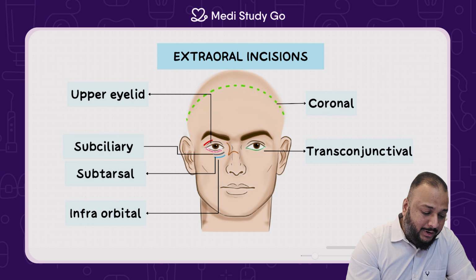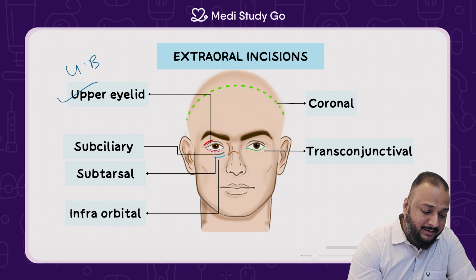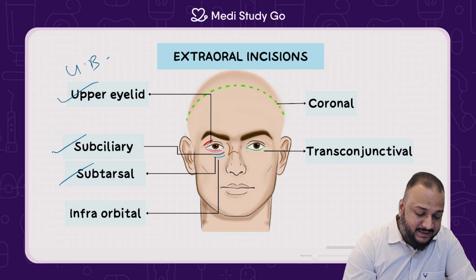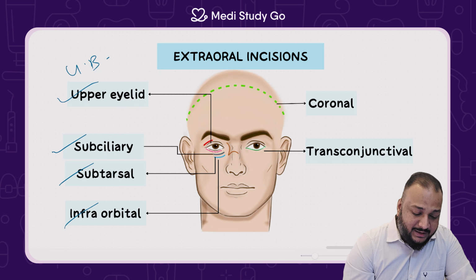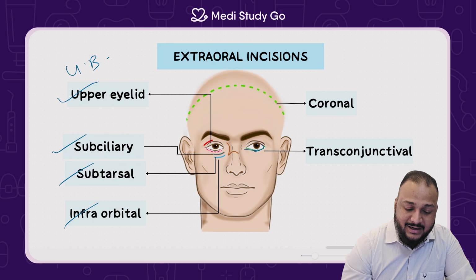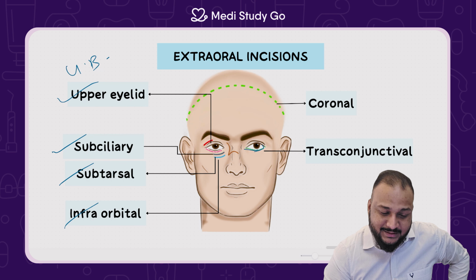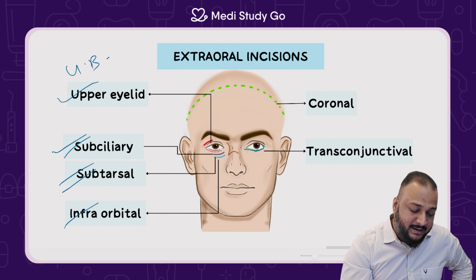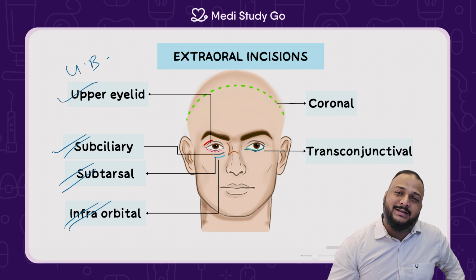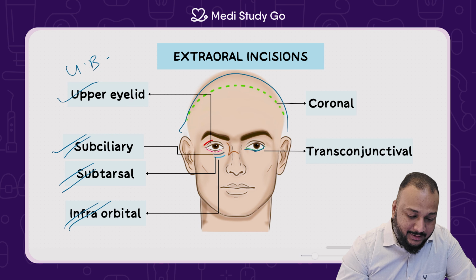So what incisions can you take? The upper eyelid or upper blepharoplasty incision. Subciliary, subtarsal and infraorbital are three incisions over here. A transconjunctival incision can be taken through the conjunctiva, at the junction between bulbar and palpebral conjunctiva. The other three can be taken subciliary, below the tarsal, that is subtarsal, and in the infraorbital groove, that is the infraorbital incision. And of course, the key to everything is the coronal incision.